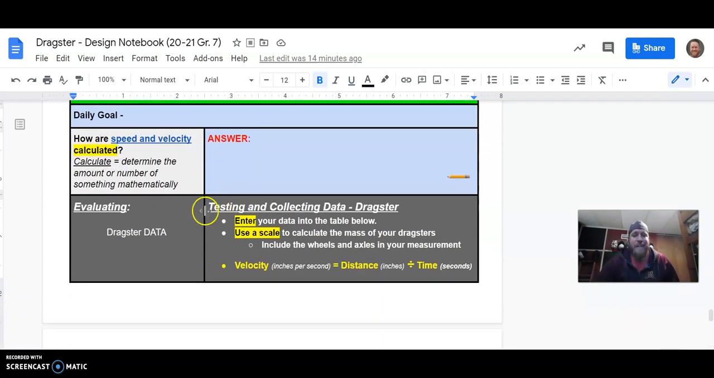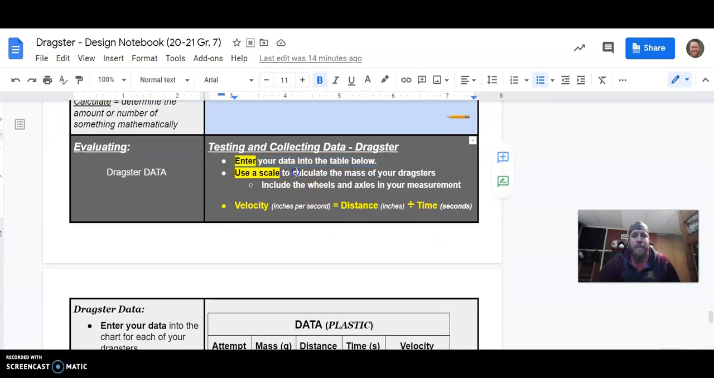All right, so the Dragster data. You're going to enter data into the table below. If you are in the classroom, again, you're going to use a scale to calculate the mass of your Dragster, the weight of your Dragster, and we're measuring mass in grams. Make sure that you include the wheels and the axles in your measurements as well. So if this is the Dragster that you created, you want the wheels and the axles as part of that, because that is part of your car.